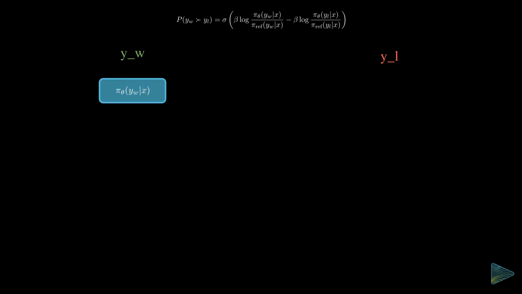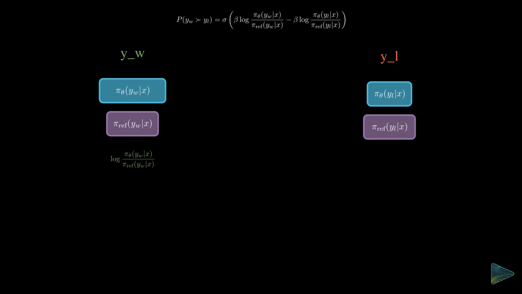Using the Bradley-Terry model with the implicit reward, the probability of preferring y_w over y_l has this form. It's the sigmoid of beta times log pi_theta of y_w over pi_reference of y_w, minus beta times log pi_theta of y_l over pi_reference of y_l.